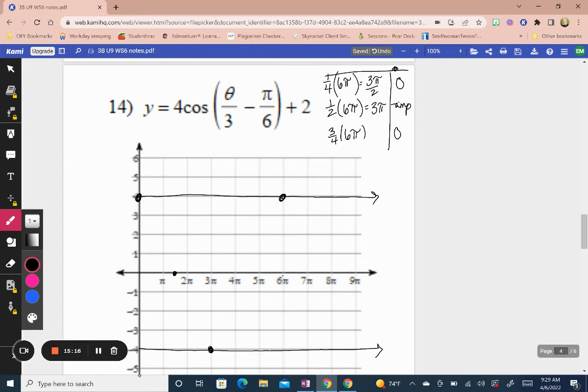And then this is going to be 3 times 6 is 18, and then divided by 4. Oh, I'm sorry. So it's going to be 18 divided by 4, and that's going to be 9 over 2 pi, which is about 4.5 pi. So around 4.5, we're going to be back at 0.